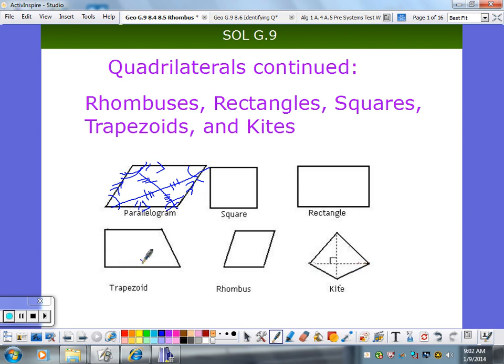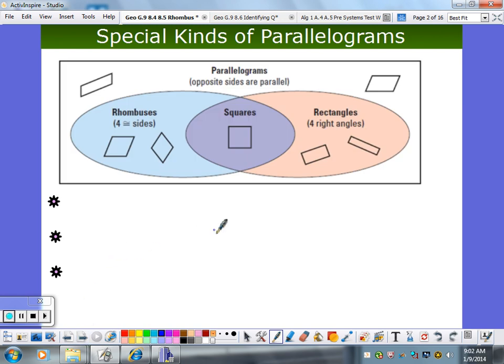Trapezoid, I think you've heard this. Yeah, right? So we're going to learn about that. Rhombus and kite, they might be a little bit different, but we're just going to go through that. So I'm telling you, this is not really tough. It's just remembering the different properties.